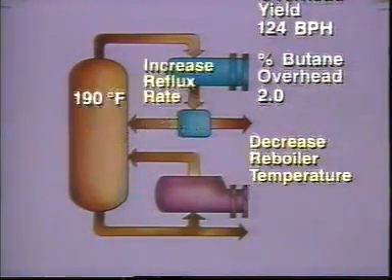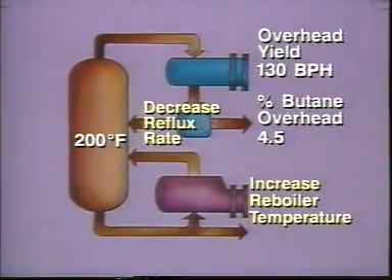We get just the opposite effect if we increase the reboiler temperature or decrease the reflux rate. Either of these adjustments will cause the temperature to rise. As the temperature rises, more heavy material is driven up the column. This increases the amount of overhead products produced and increases the percentage of butane going overhead.